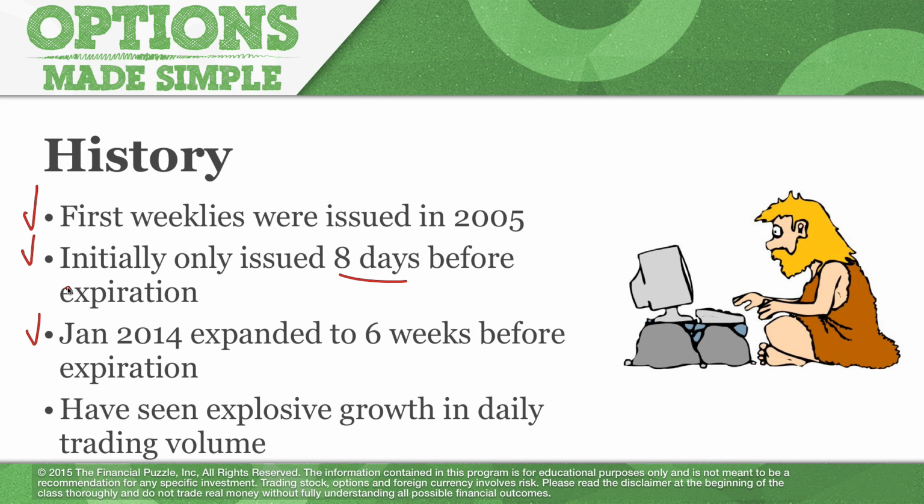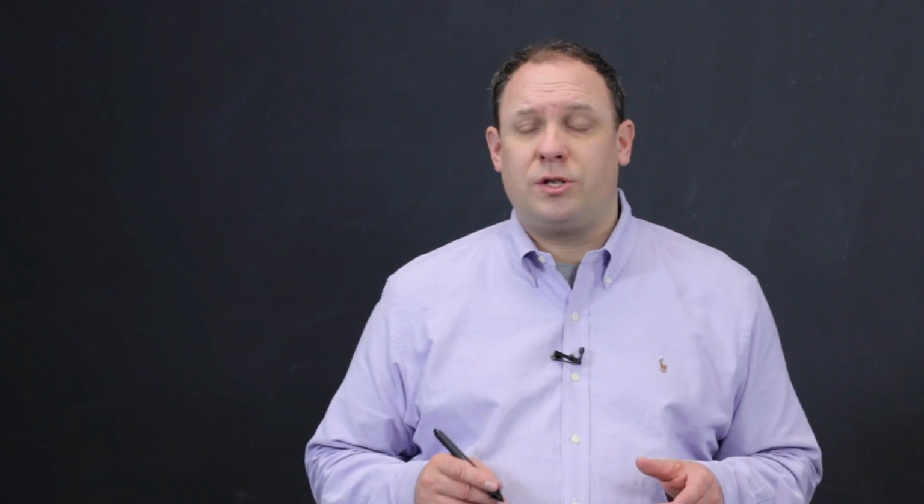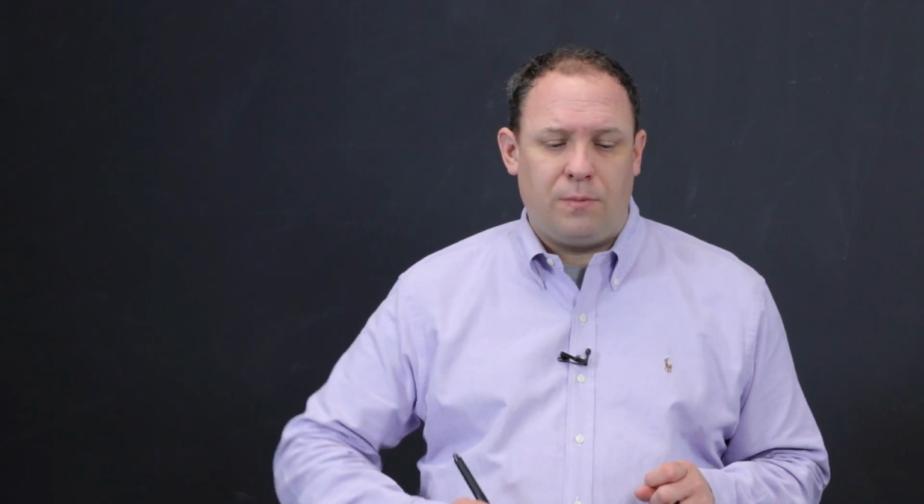But in 2014, in January of 2014, CBOE made a change and they started issuing the weeklies 6 weeks before they actually expired. The reason they did this is because there was a lot of pushback from options traders that said, hey, I'd like to trade these extra issues, but I can't do it with only 8 days to expiration. And so they started issuing them 6 weeks to expiration instead of 8 days to expiration. And that allowed actually a few different strategies to start being added to these weekly options, one of which I'm going to share with you here in just a few minutes.